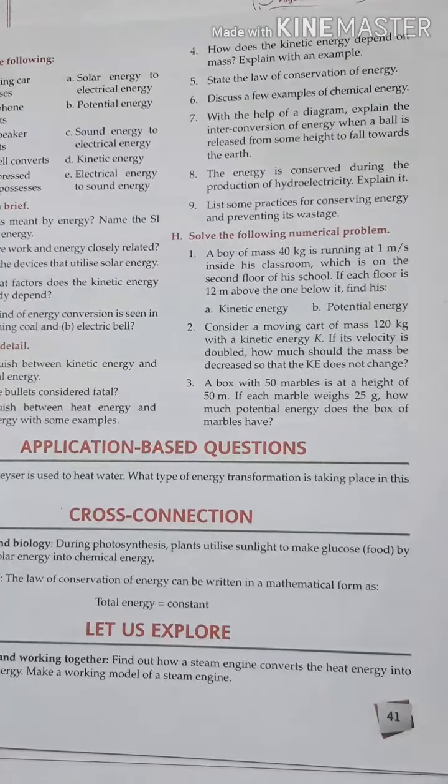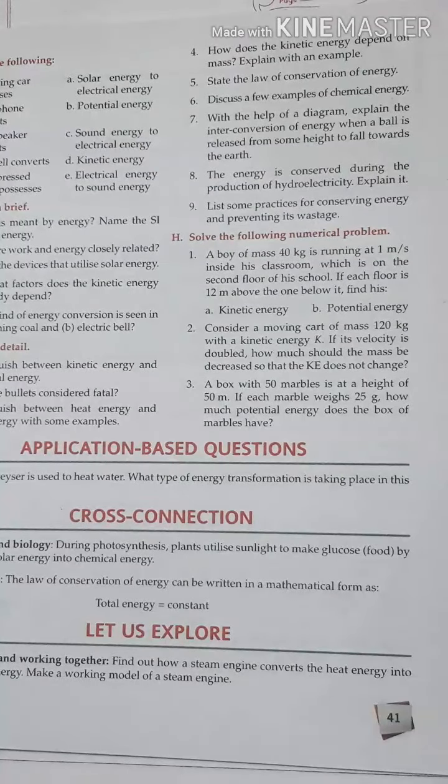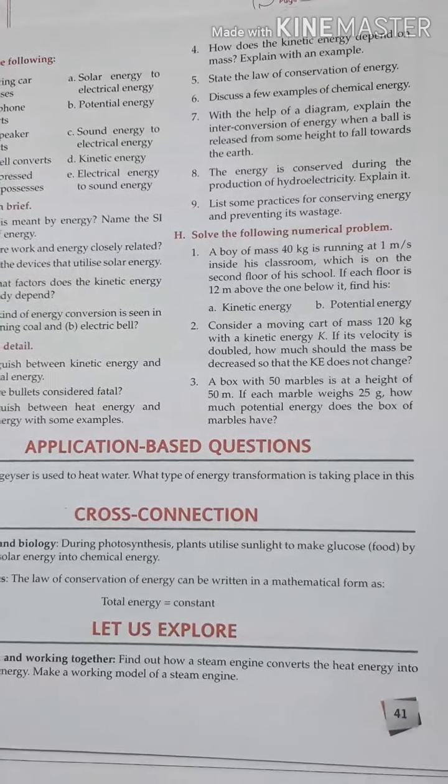A body of mass 40 kg is running at 1 meter per second inside his classroom, which is on the second floor of his school. If each floor is 12 meter above the one below, then find his kinetic energy and potential energy. Right, okay, let us see how we go about this question.